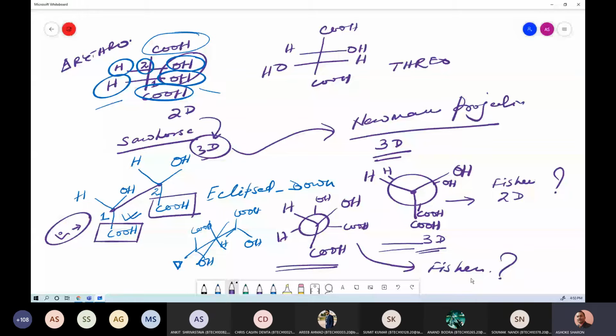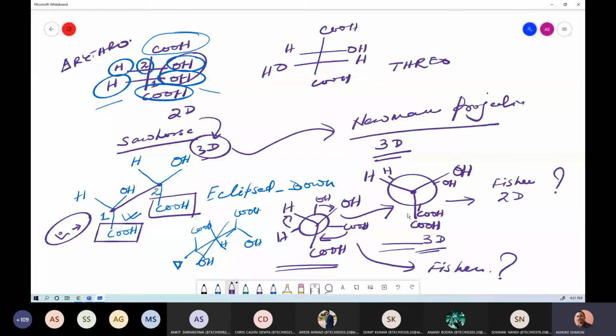How can we do this one? My suggestion is that you don't try to draw the Fischer projection formula directly from here. What you do is rotate the back carbon in such a way that you get an eclipsed-down structure. So this COOH rotated here, this OH came here, this H came here, and the structure is converted to eclipsed down.